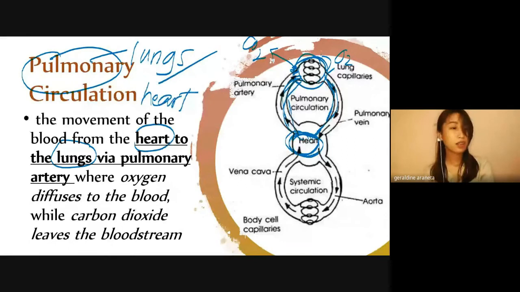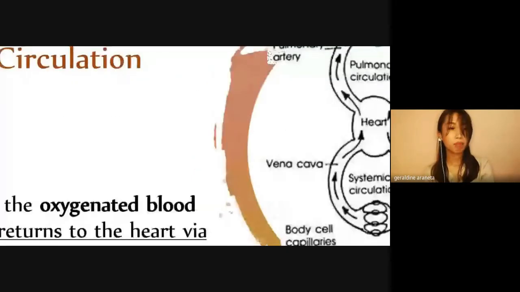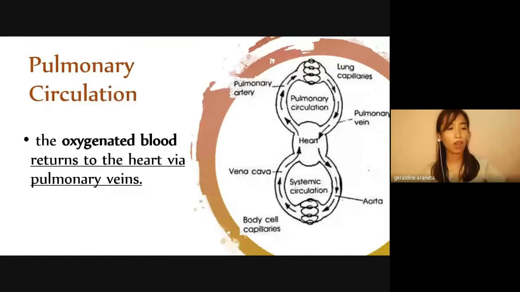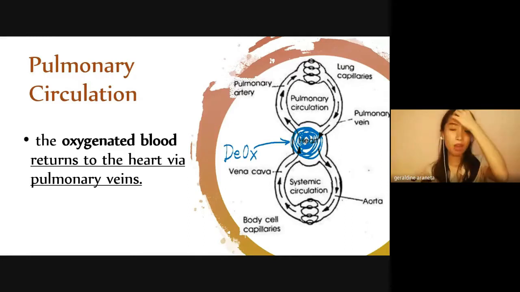Next is, the oxygenated blood returns to the heart via pulmonary veins. I-clear ko. So, dito sa heart, kapag dating ng blood, for example, deoxygenated blood. Pag sinabi natin deoxygenated blood, ito yung blood na walang oxygen. So, na-use up na yung oxygen. That's why I use color blue. So, ngayon, dadaan siya ng pulmonary artery para i-release yung carbon dioxide.